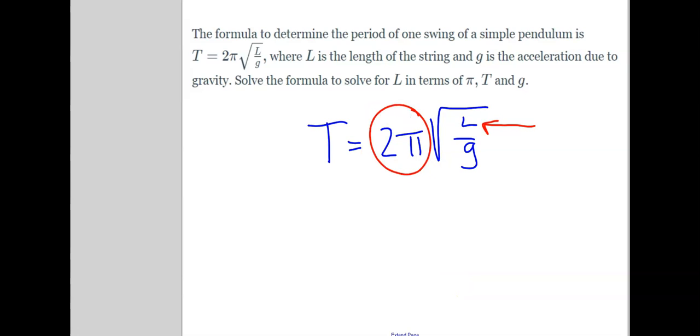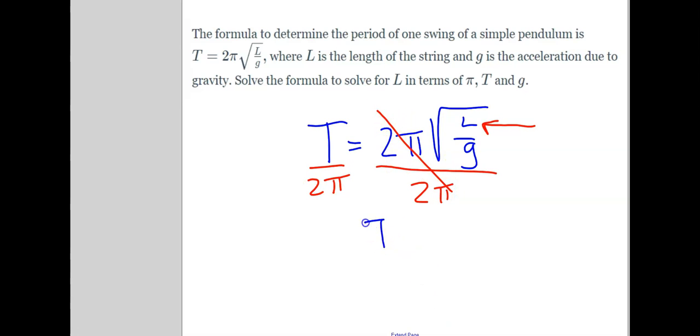Let's get rid of this factor 2 pi. So how do you get rid of timesing by 2 pi? You divide by 2 pi. So that's what we're going to do first. So that gives us t over 2 pi is equal to the square root of L over G.